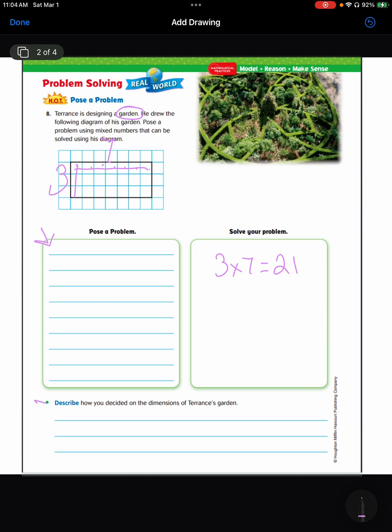And then down here, it's just asking you to describe the dimensions that you decided to use, which was 3 and 7. So you're just going to say, what does 3 represent and what does 7 represent? Okay? And that is all.